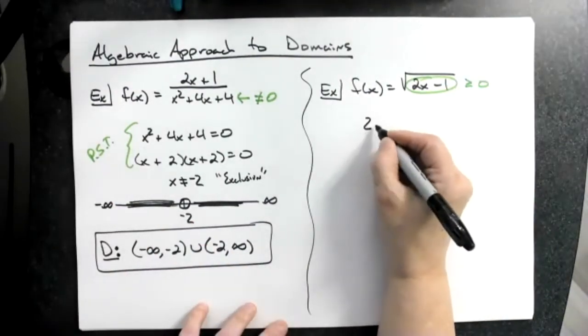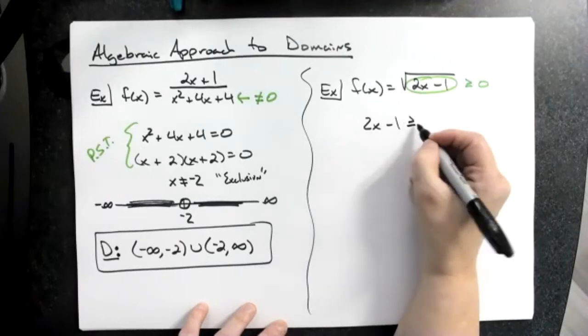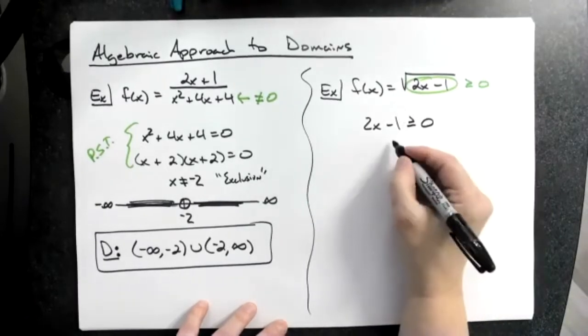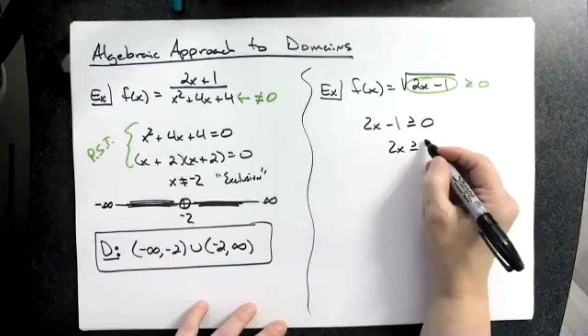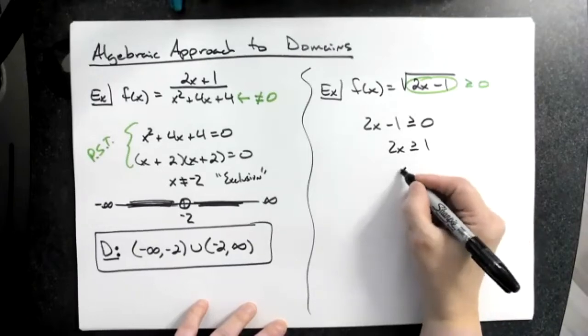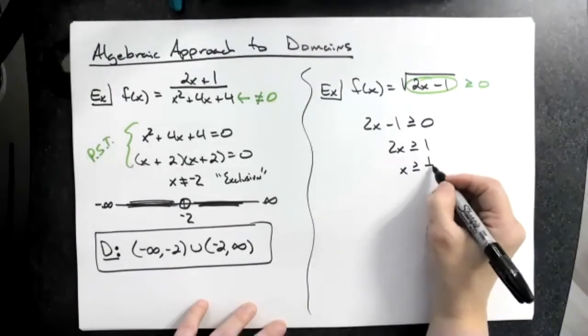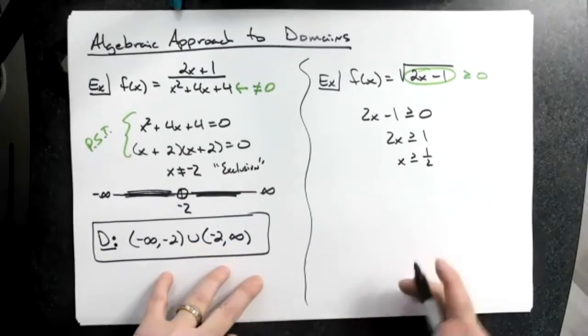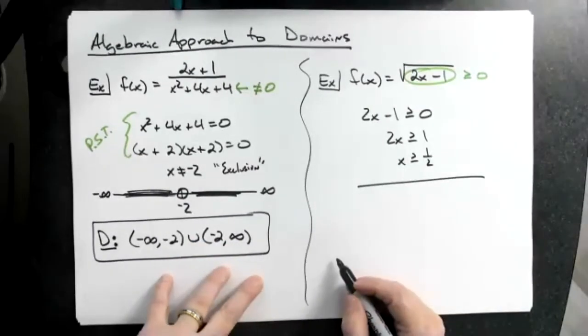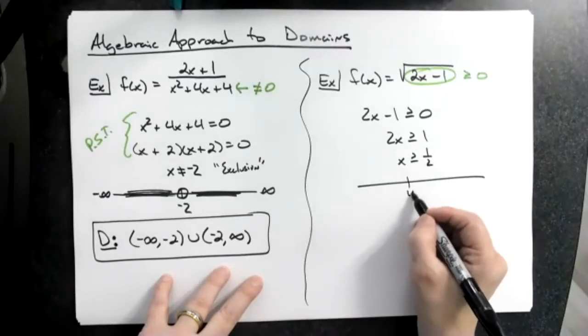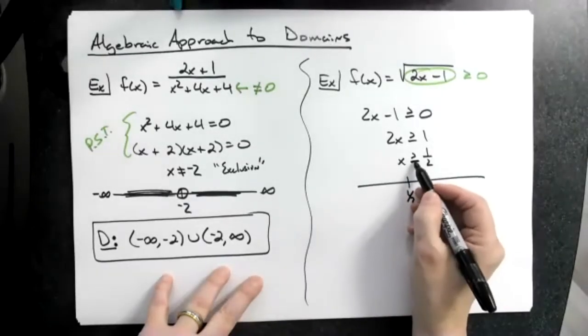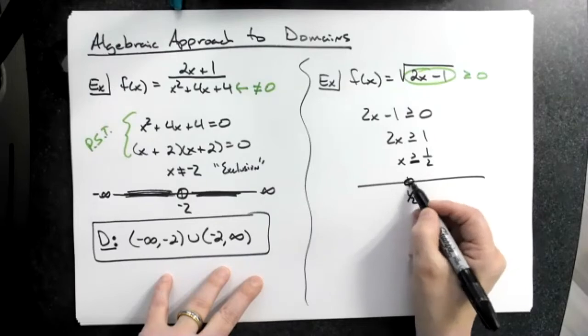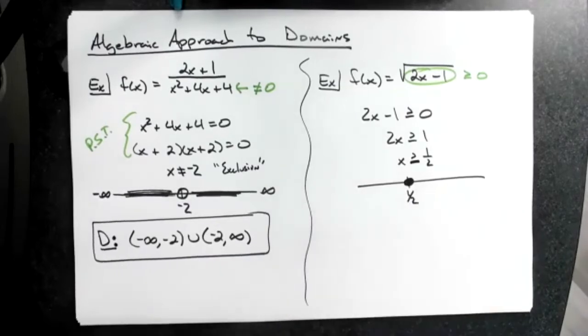So I'm going to do 2x minus 1 greater than or equal to 0. Go ahead and solve that. 2x is greater than or equal to 1, divide by 2. x is greater than or equal to 1/2. Now again, I want interval notation for this domain. So picture your number line. Here would be 1/2. With the equal to part, that means 1/2 is included in my domain.